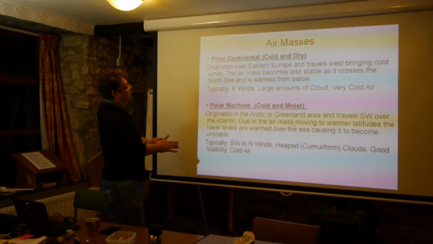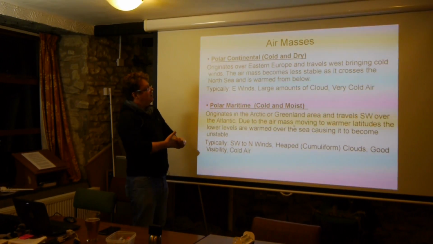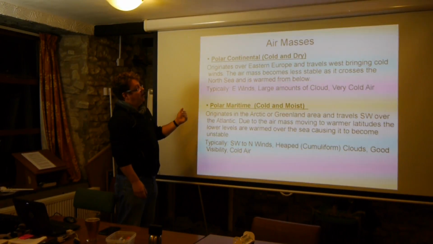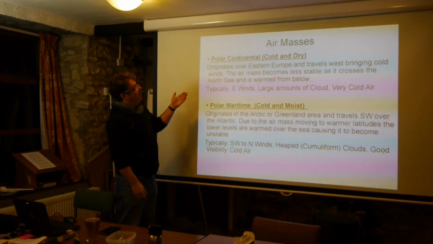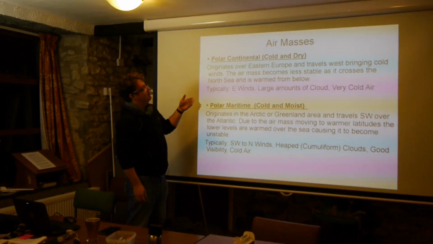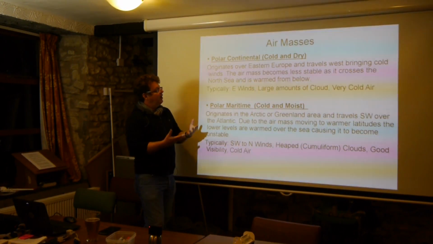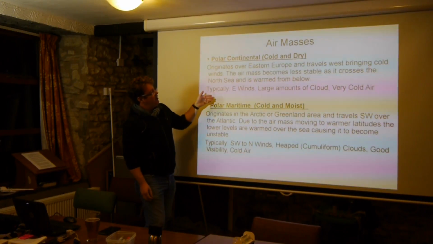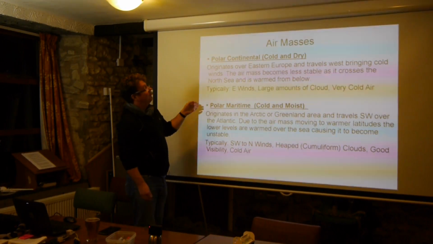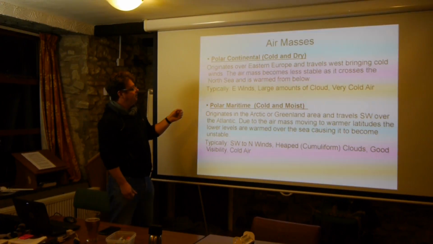Polar continental. So this is cold air from northeastern Europe, and it's basically travelling west and south, and it tends to bring cold winds. It is being warmed from underneath as it comes over the North Sea, and so it's generally unstable because of this warming effect. Normally you have easterly or northeasterly winds, large amounts of cloud, very cold air, unstable showers, that sort of thing associated with polar continental.